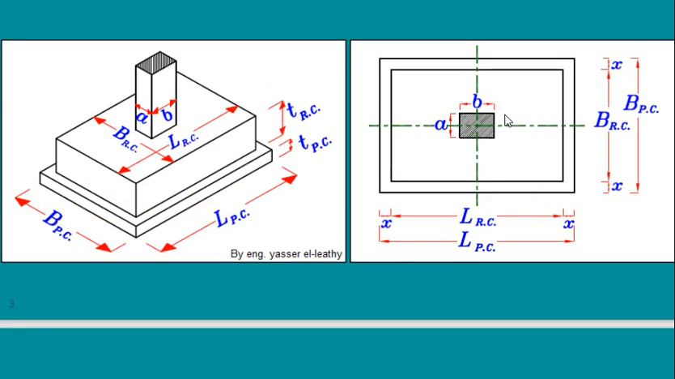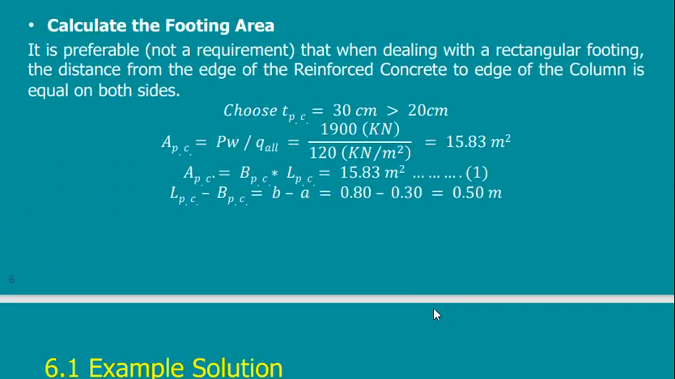What does this mean? It means that LRC minus BRC is better to have equal to 50 also. If B minus A is 50 centimeters, then LRC minus BRC should also be equal to 50 centimeters. This is what we are going to do here.